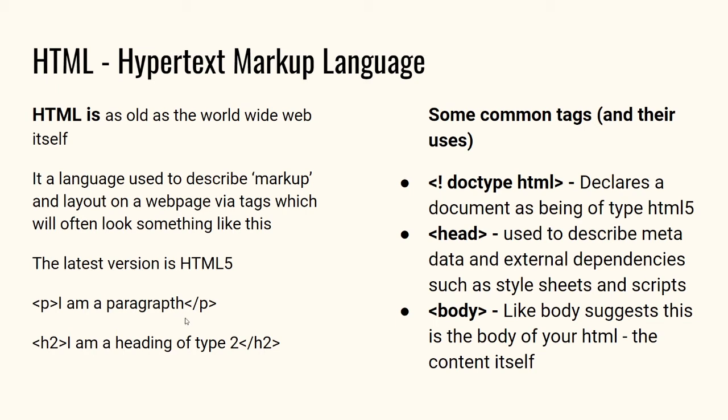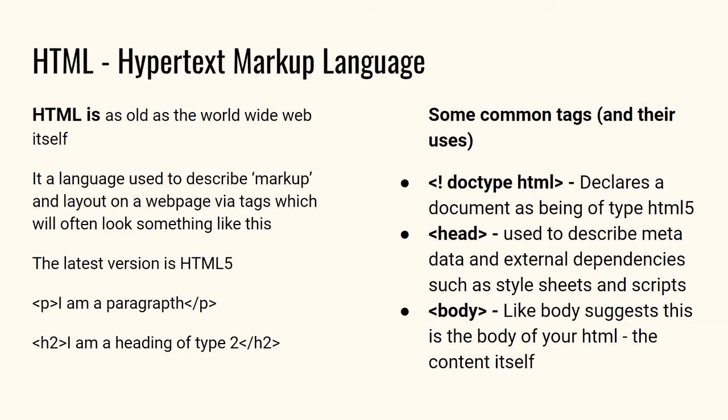So some common tags. This is the doc type declaration. It defines it as being type of HTML. There's different versions of HTML in the past as well, like HTML4, XHTML, many other things, but a bit beyond the scope of this presentation. Head is where you put your metadata, external dependencies such as style sheets and scripts. So for example, we were talking about CSS before, and if you wanted to link to a style sheet, you'd link it there. And body is the actual content of the HTML.